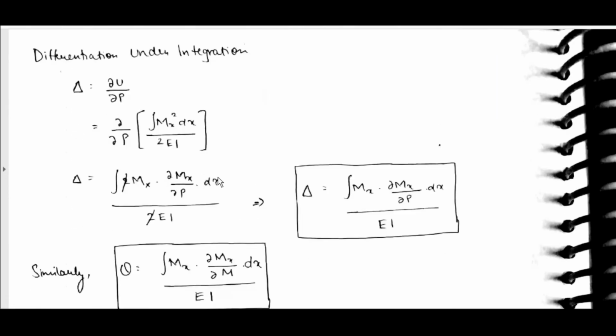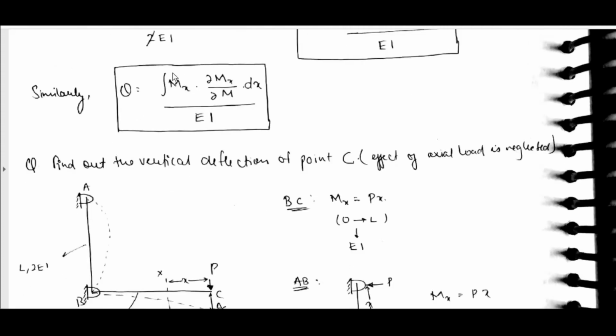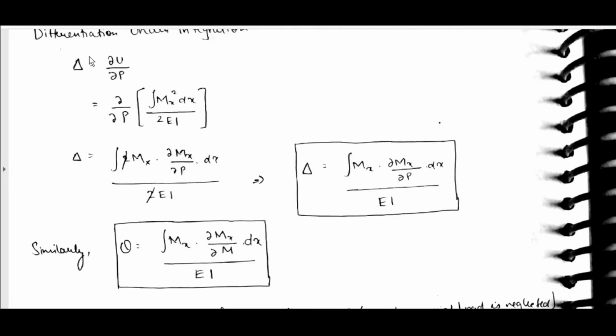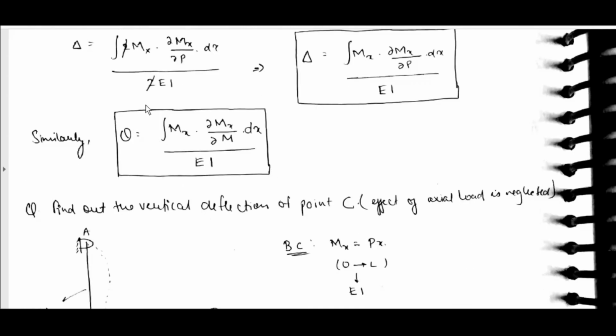Differentiate under integration: dou U by dou P is equal to dou by dou P of integral M square dx by 2EA, which is equal to integral 2 Mx dou Mx by dou P dx by 2EA. So delta is equal to integral of Mx dou Mx by dou P into dx by EA. Similarly, theta is equal to integral Mx into dou Mx by dou M dx by EA. Similarly, we take differentiation inside, and we will get this result.